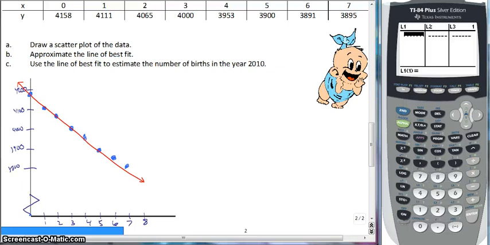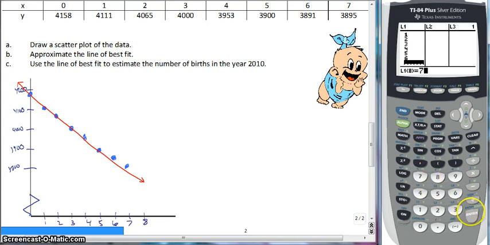So in L1, we want to treat that as our X. What you need to do is enter all of your information for X from our table, which is going to be 0. Just press enter, and it'll keep on going down for you. 1, enter, 2, enter, 3, enter, you get it. Keep on going until you get all the way to 7.